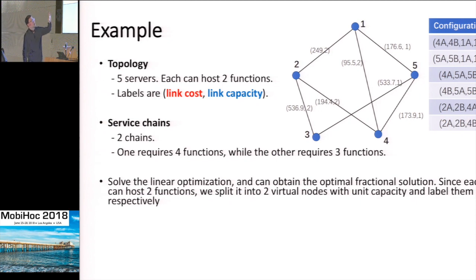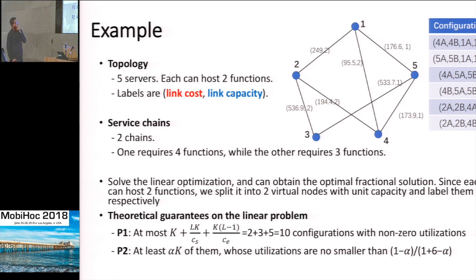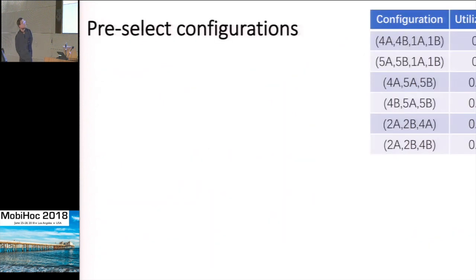Here, I say that I can use server 4A to place the first function, server 4 again to place the second function, and then server 1 to place another function, and so on and so forth. You can show, using our results, that at most I only need to consider 10 configurations because they have non-zero utilization, or probability of being selected greater than 0, and at least alpha k of them have utilization no smaller than this number here.